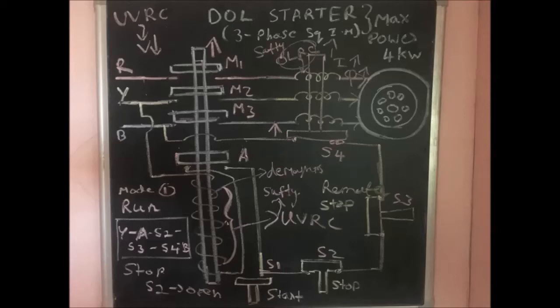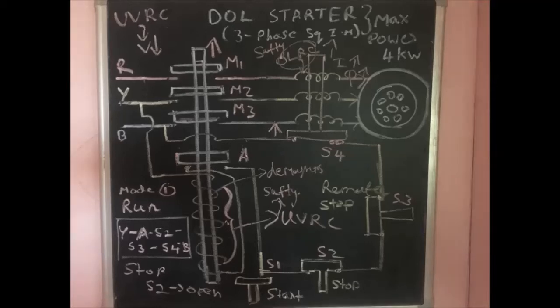Why? We all know MMF is equal to N into I. Now voltage decreases, which means current also decreases. The magnetic flux becomes less. Therefore the M1, M2, M3 and A conductor go down due to gravitational force. Finally, we are going to study the overload condition.